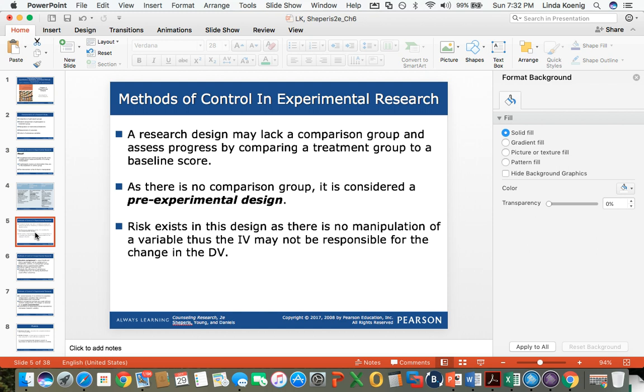When there's not a comparison group, it is considered a pre-experimental design. So the far left in the last table we looked at. So there is a risk in this design because there's no manipulation of a variable. So the independent variable may not be responsible for the change in the dependent variable. We don't really know that. We can't say that for sure.